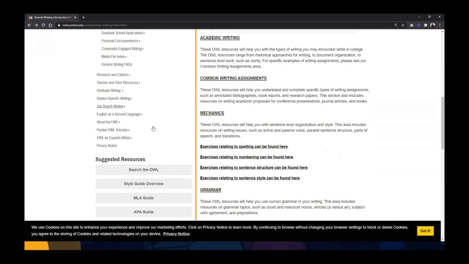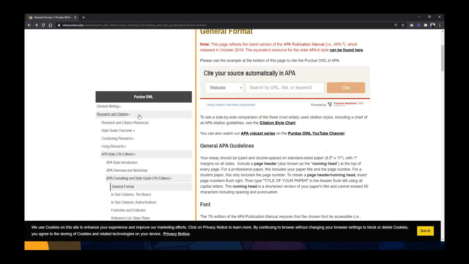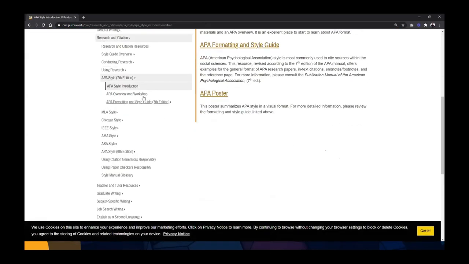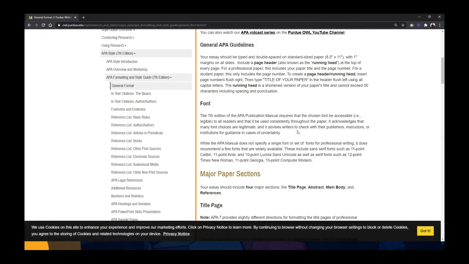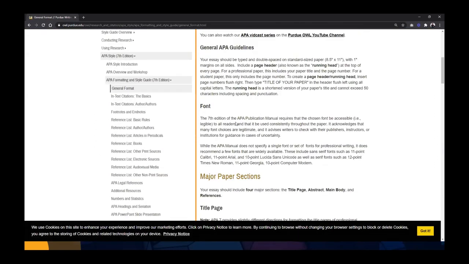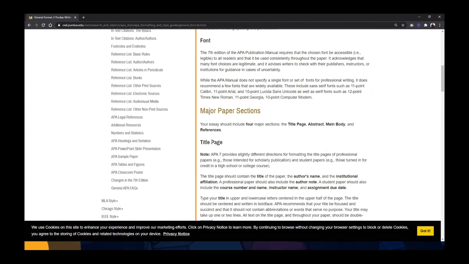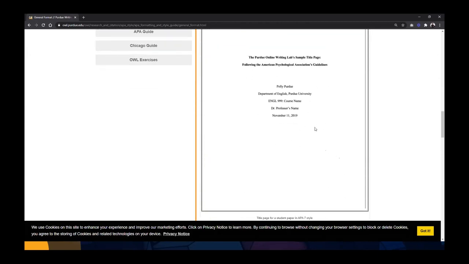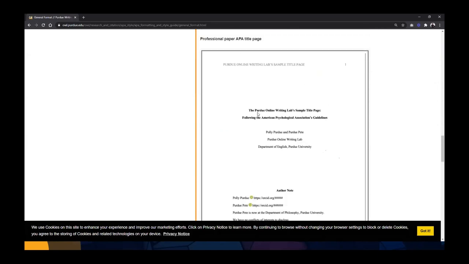The one that this link is already 7th edition, so you can compare with the 6th edition if you want to, right? Yeah, this one. The general format, the font, it will tell you what type of font, like font 11. Title page, how should you write your title page. This is how it looks like, you know.